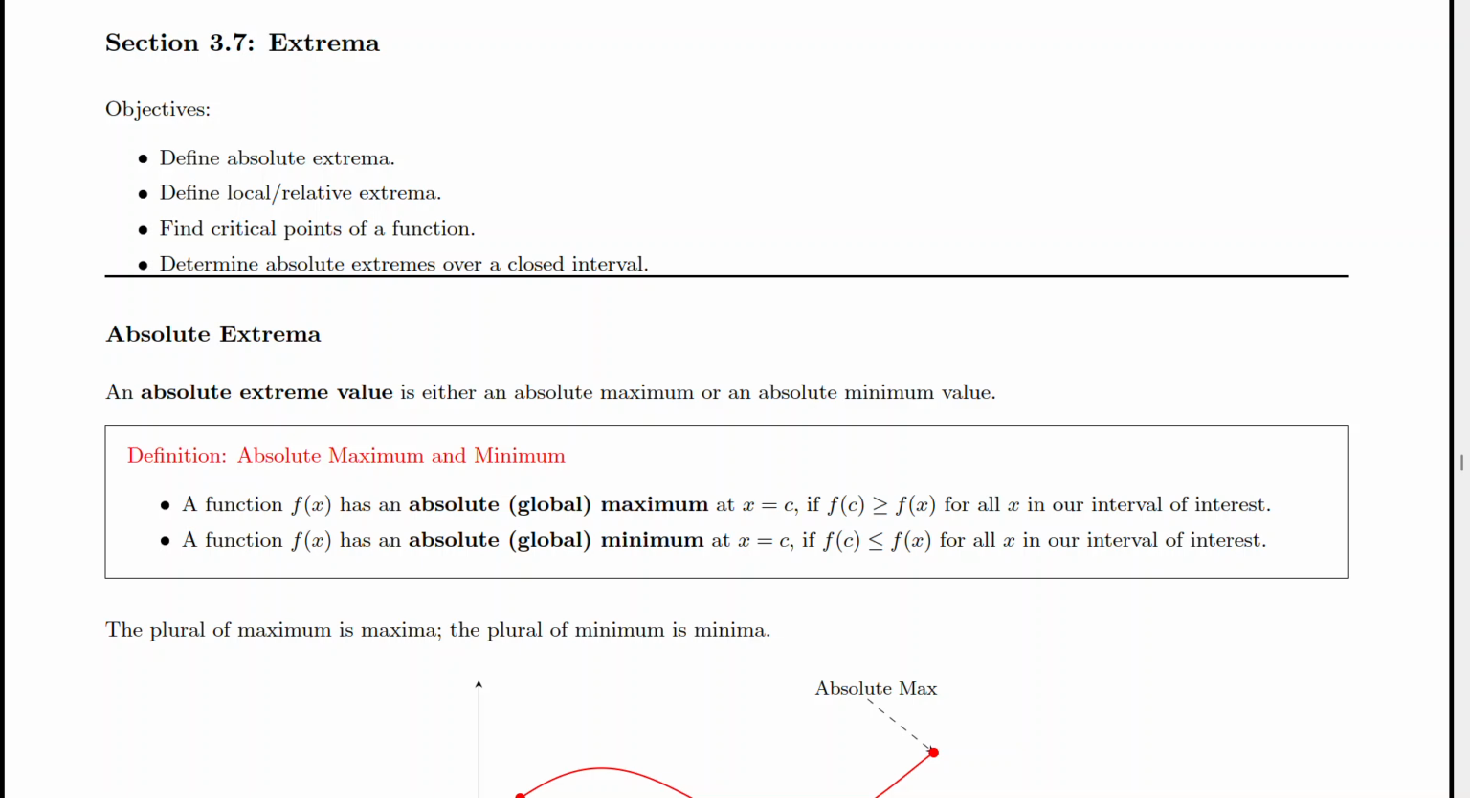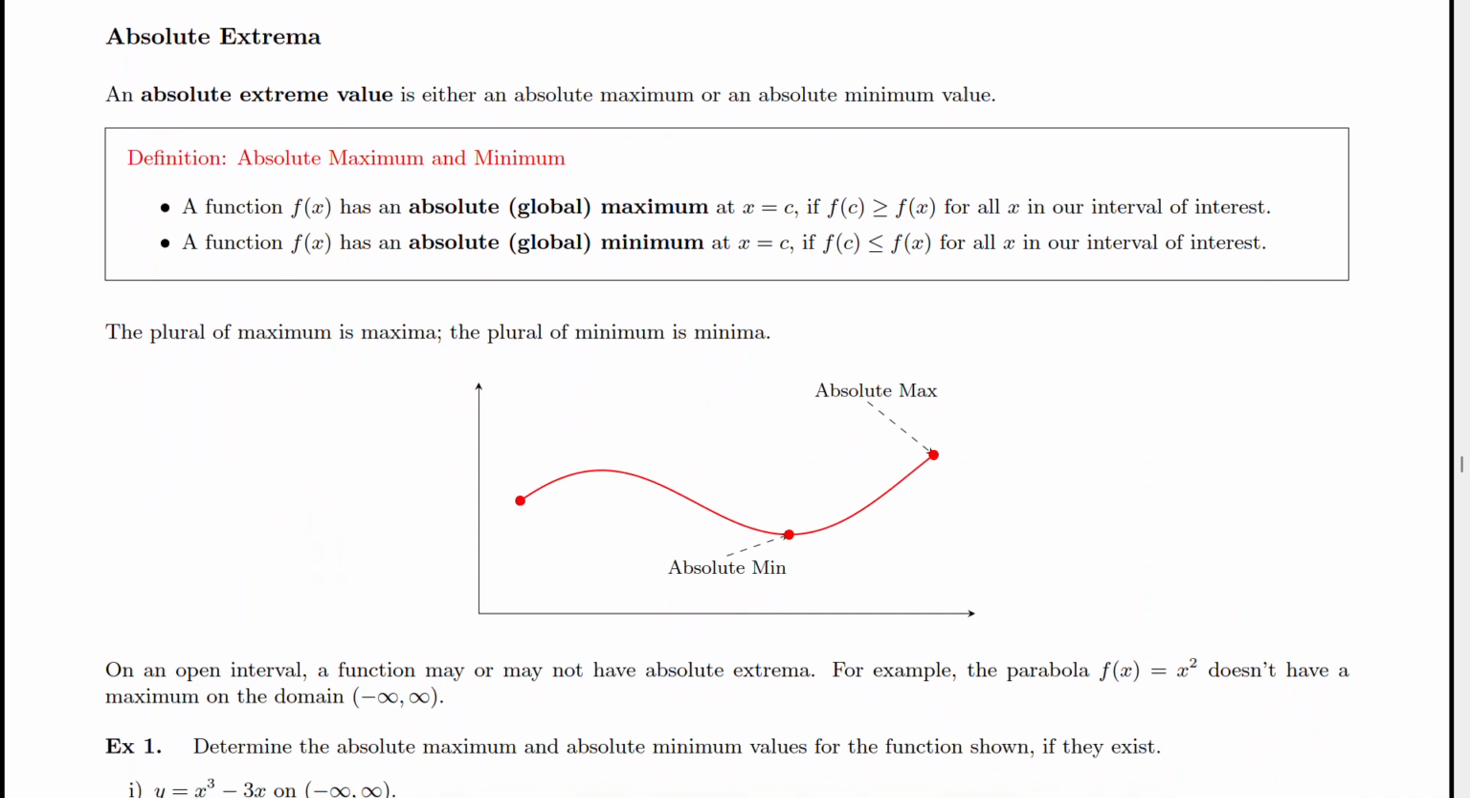Section 3.7 Extrema. The objectives of this section are the following. We first define absolute extrema, then we define local and relative extrema, then we will find critical points of a function, and finally determine absolute extremes over a closed interval. So we begin with the first objective, which is absolute extrema.